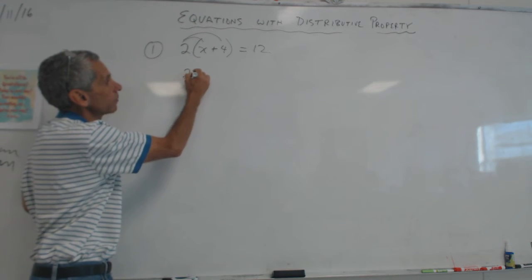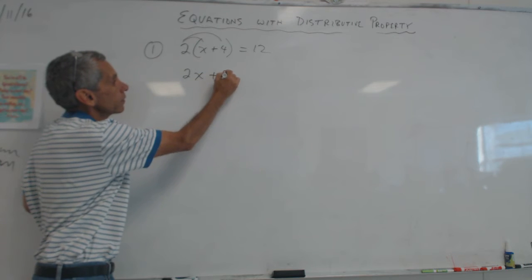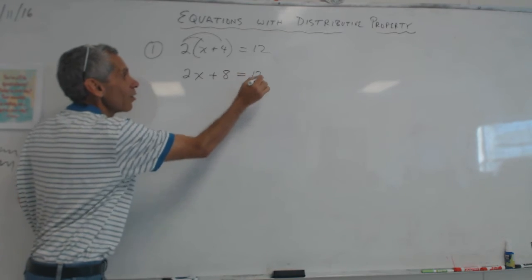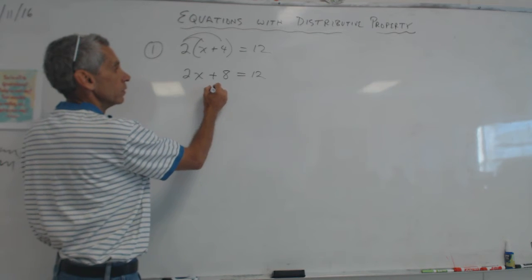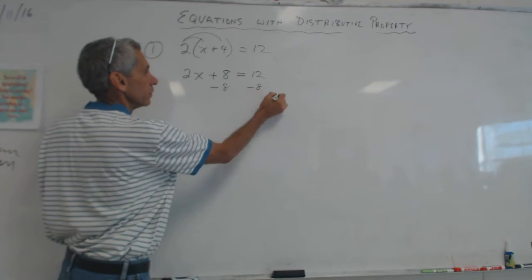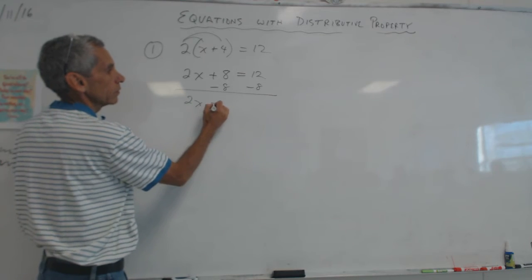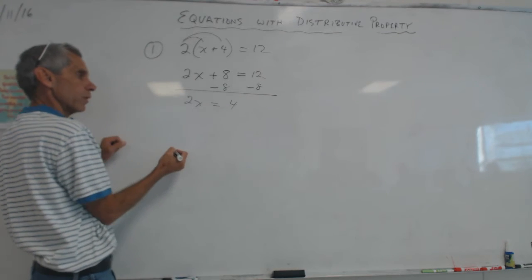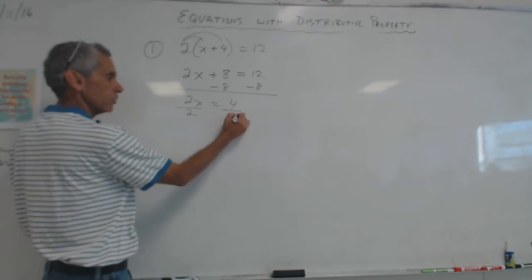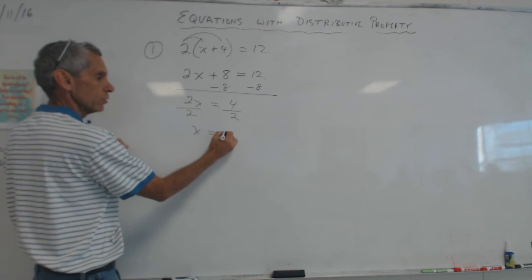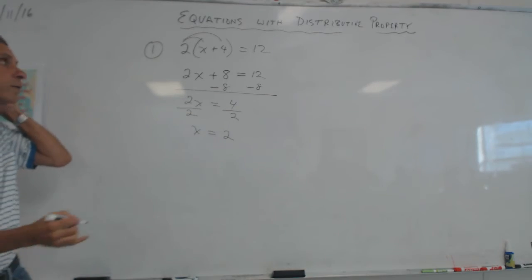So I've got 2x, right? Plus what? 8 equals 12. Now I have a two-step equation. What do I do? Minus 8. So 2x, right, equals 4. Now what do I do? Divide by 2, right? Divide by 2, x is equal to 2. Right? Let's do another one.